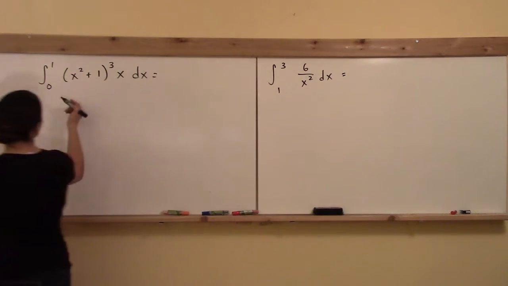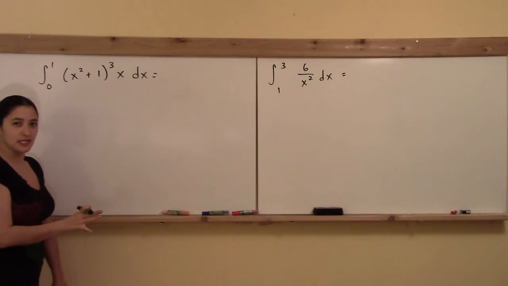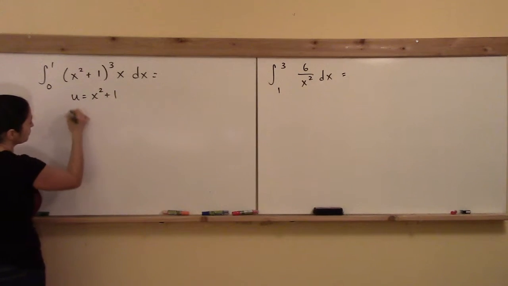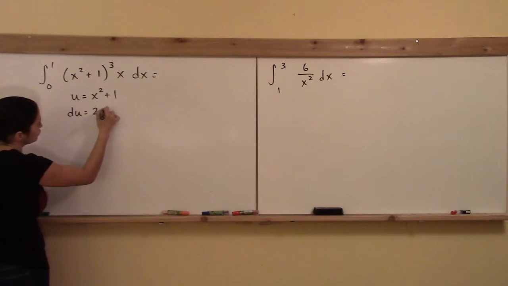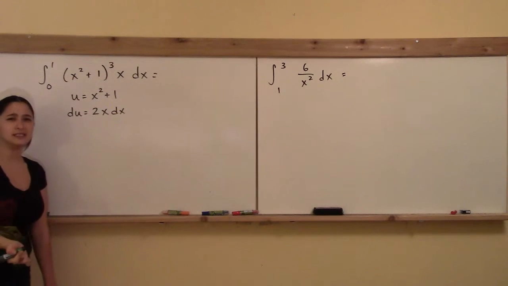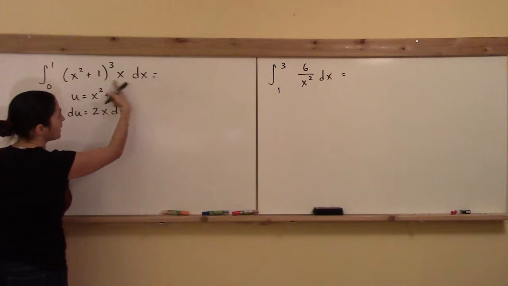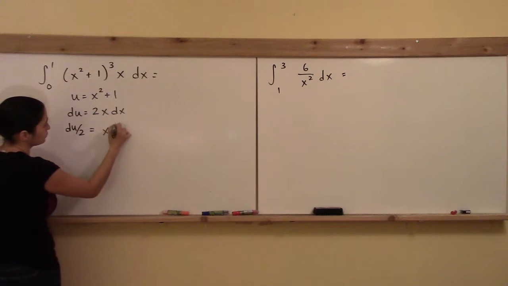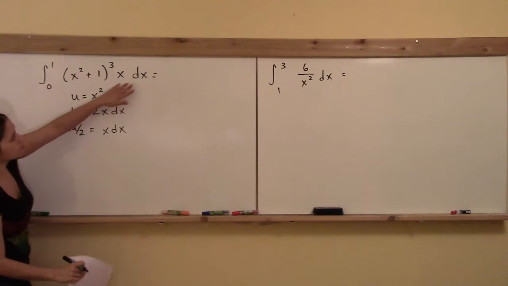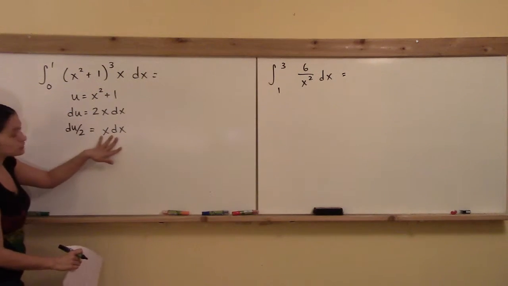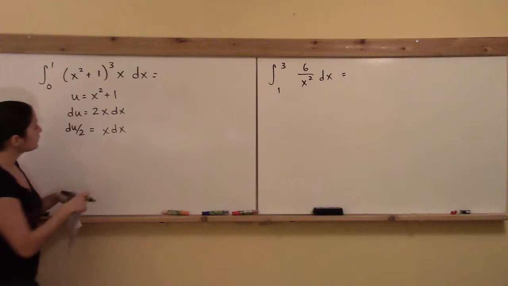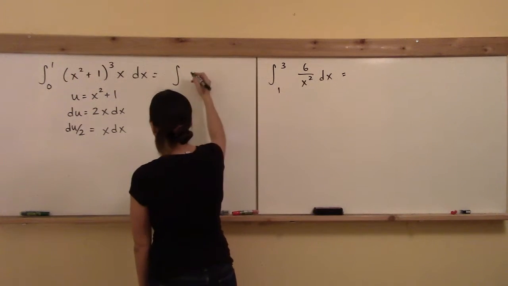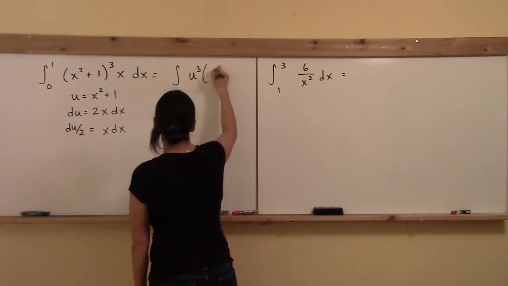So for an integral like this, just to figure out the indefinite integral, I need to do a u substitution where u is equal to x squared plus 1, and then du is equal to 2x dx. I only have 1 x dx right here, so I have to divide by 2 to say du over 2 is equal to x dx. That's because I have x dx right here, so I want to match it. And so now that, in indefinite format, is equal to the integral of u cubed times du over 2.